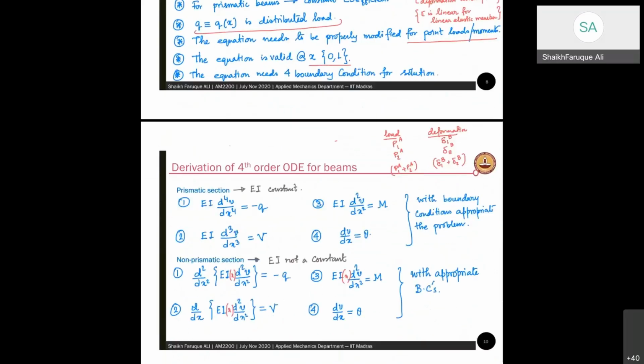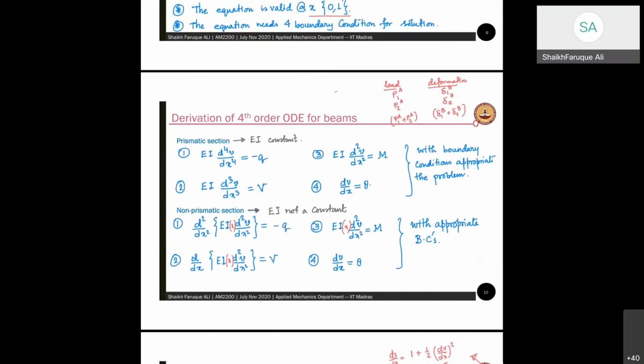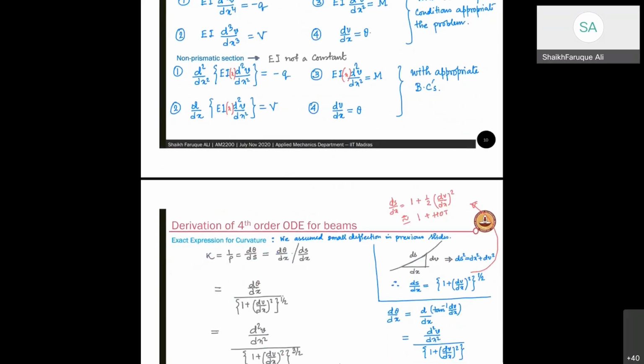And a few more things here. When you have EI constant, it becomes a fourth order differential equation, as you can see. And when EI is not constant, you get this. So these 4 equations are what you have to remember. The relationship between transverse deformation with slope, with moment, with shear force, and with load q. And you have to put appropriate boundary conditions to solve these problems.